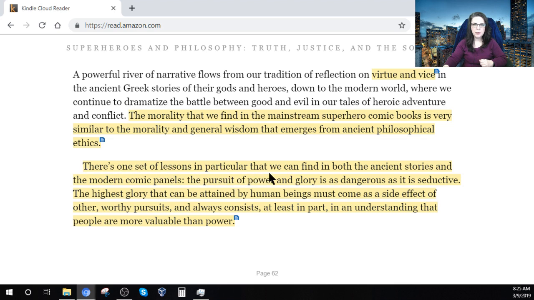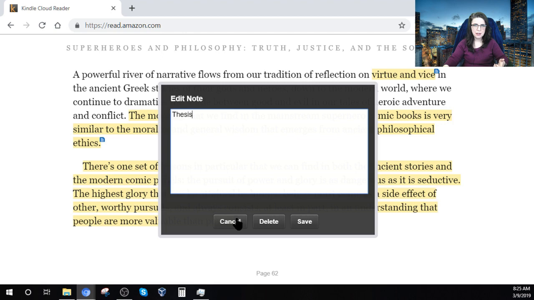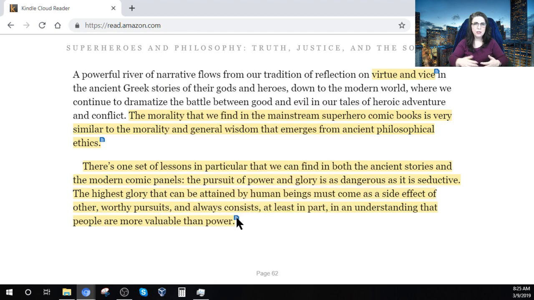There's one set of lessons in particular that we can find in both the ancient stories and in the modern comic panels. The pursuit of power and glory is as dangerous as it is seductive. The highest glory that can be attained by human beings must come as a side effect of other worthy pursuits and always consist, at least in part, in an understanding that people are more valuable than power. So they have explicitly stated their thesis, and they're letting you know how they're going to proceed with their essay.